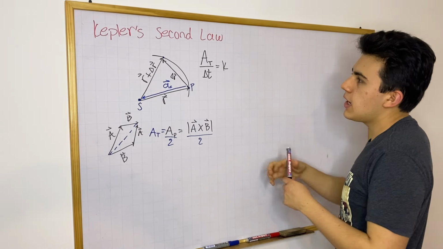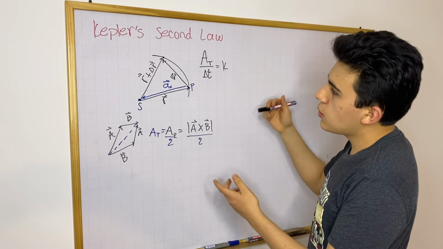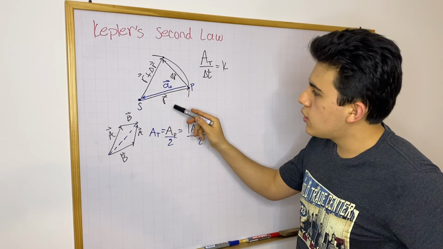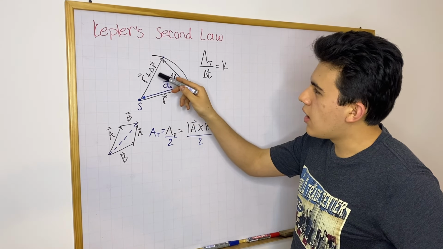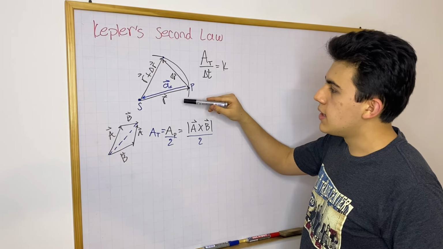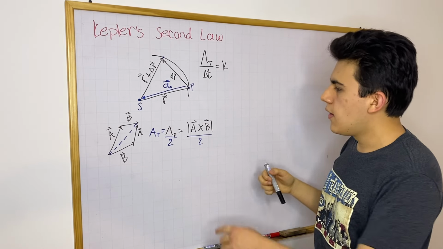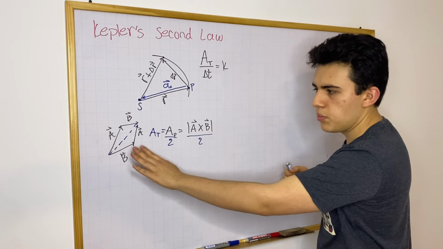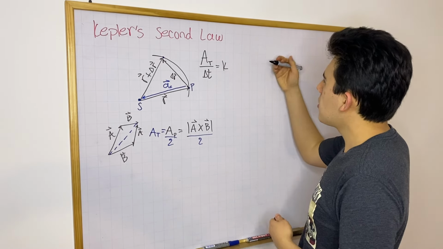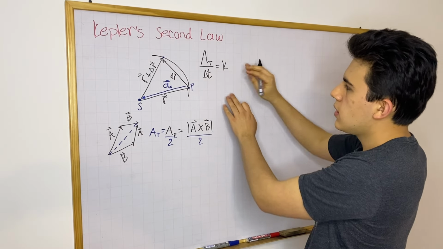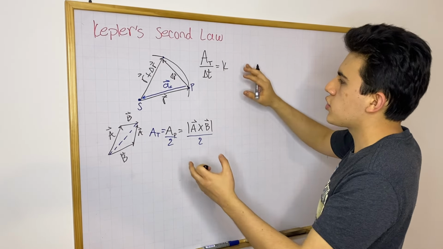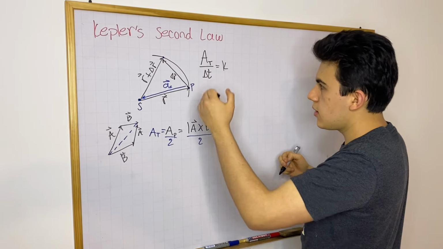So now let's rewrite A sub t. So we know we're gonna pick two arbitrary vectors. In theory, you could pick r and r plus delta r, but I think it's gonna be easier, and you're gonna see why in a moment, to pick r and delta r as our a and b to build a parallelogram and to find the area of the triangle, okay? So I'm gonna say the following. This is the form, A divided by delta t equals k. This is the structure that we wanna get to, and now let's see how we can do that.